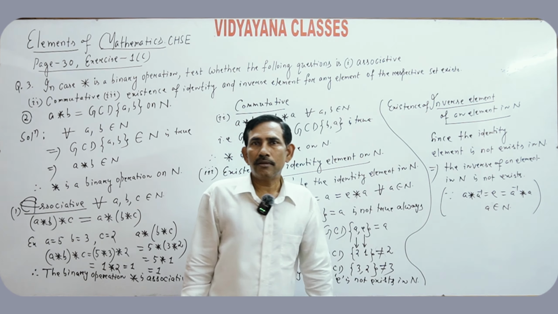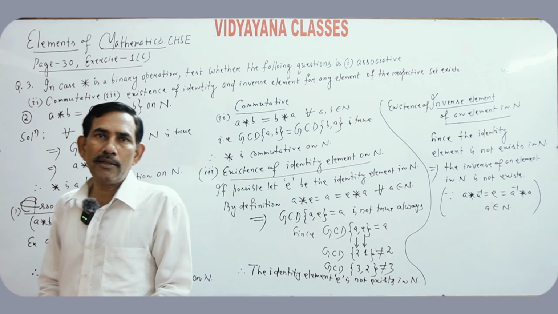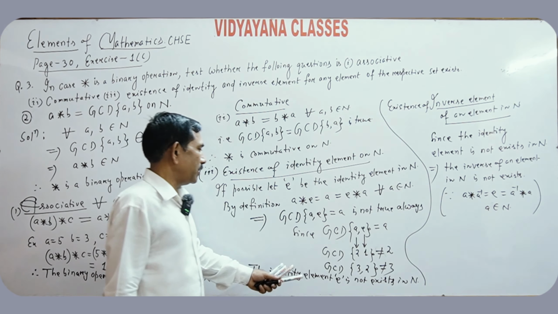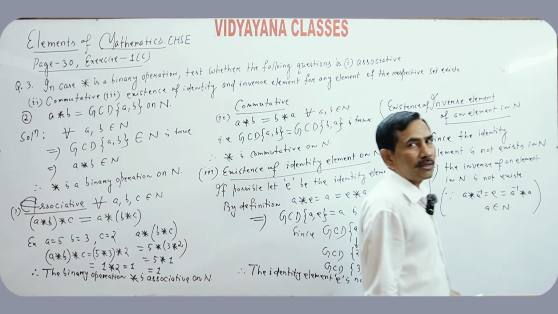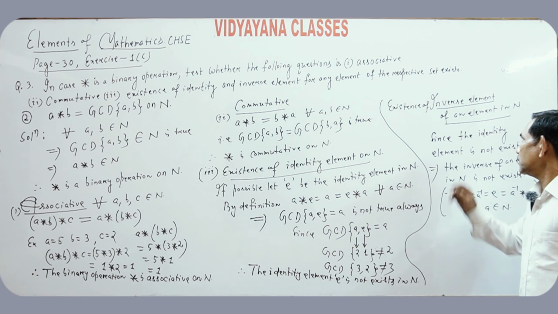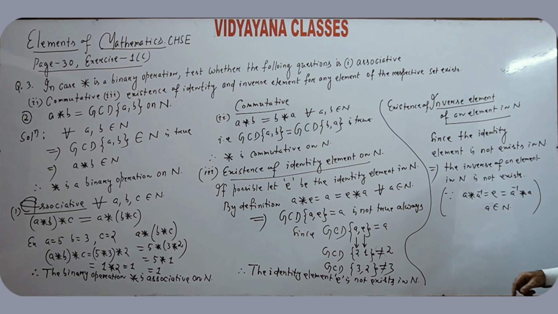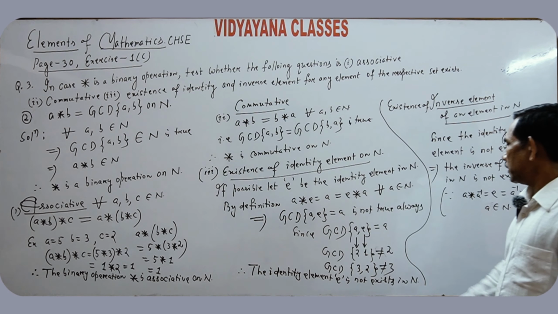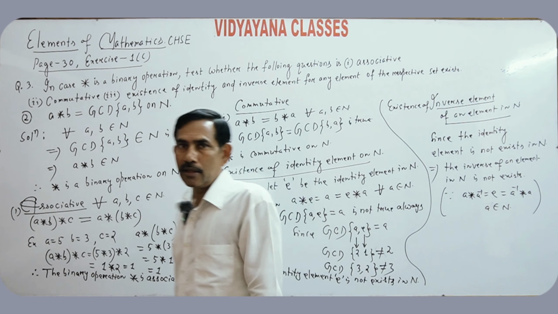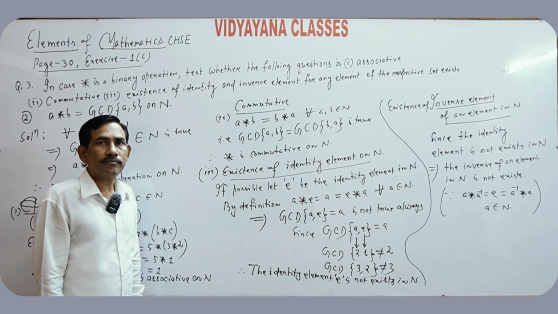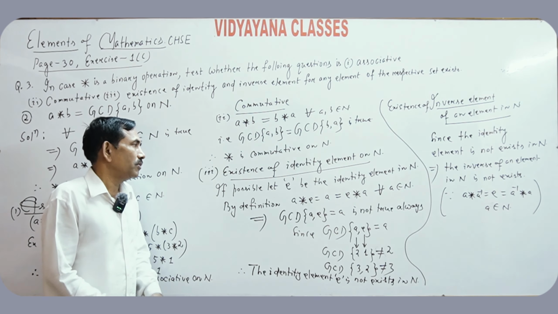We test the inverse only if the identity element in the given set exists. Since the identity element does not exist in N, the inverse does not exist in N. The inverse of an element in N does not exist since the identity element does not exist in N. Clear? Okay. Note down.